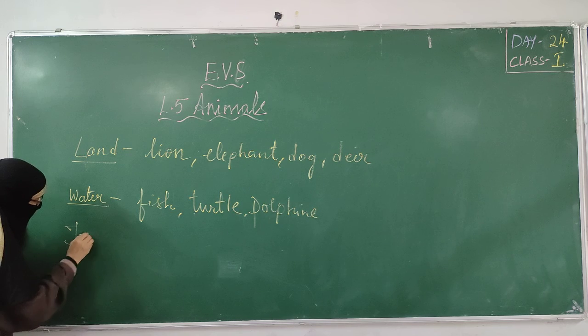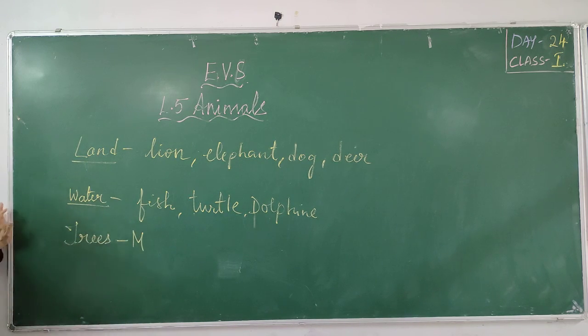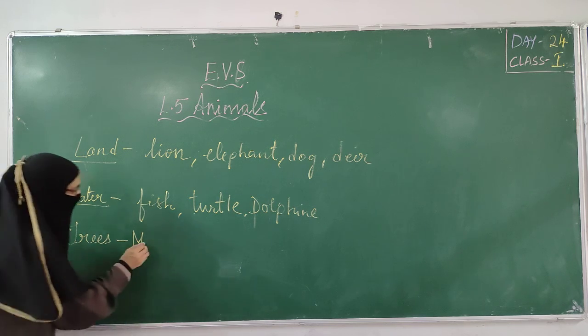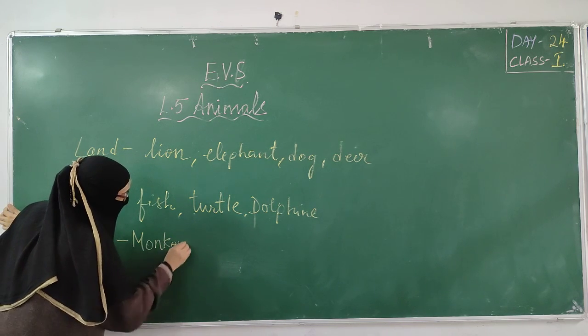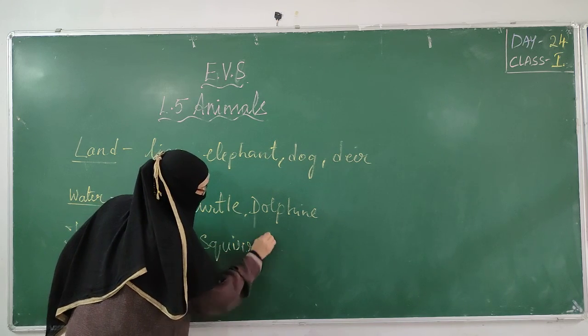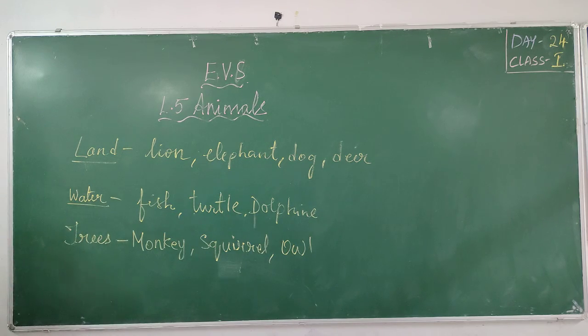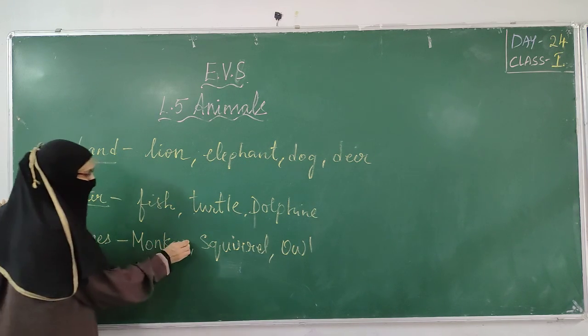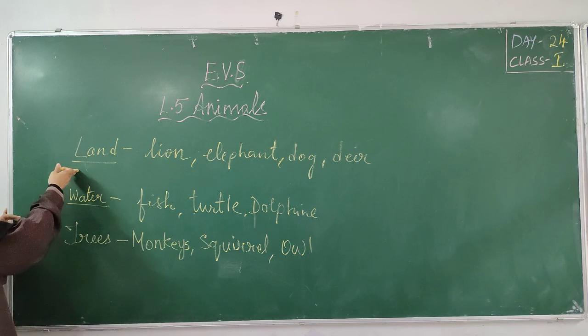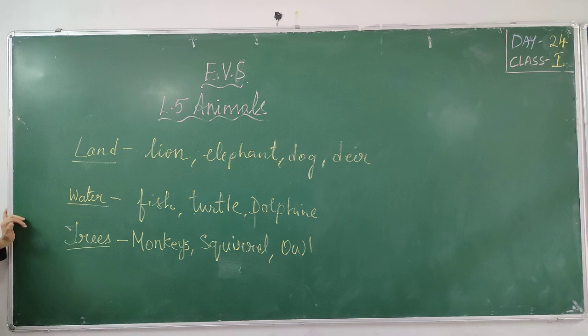Now coming to trees. What are the animals which we see mostly on the trees? Monkeys, squirrel. Mostly birds, squirrel and monkey live on the trees. So there are some animals which live on land, some live in water, some live on trees. Monkey, squirrel, owl, etc. are some of the animals which live on trees.